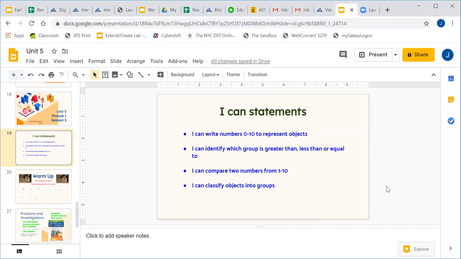Okay, so we're going to do a lot of sorting and classifying and looking at which number of shapes has more. And then we're going to practice writing our numbers too today.